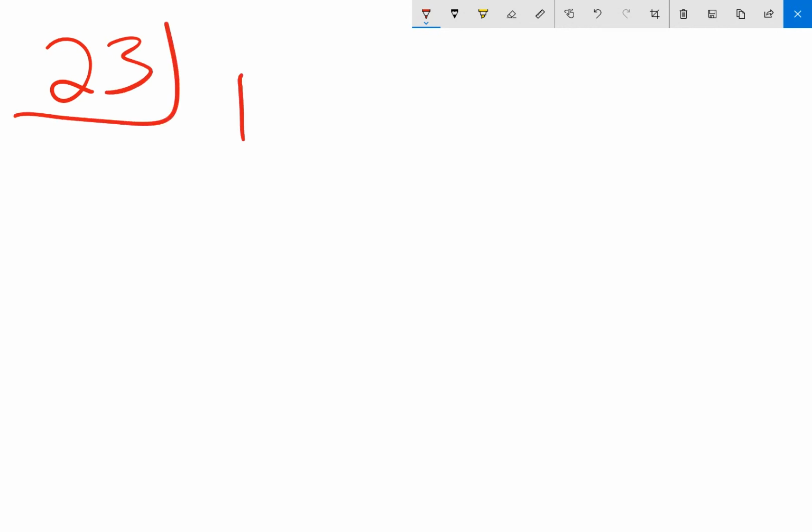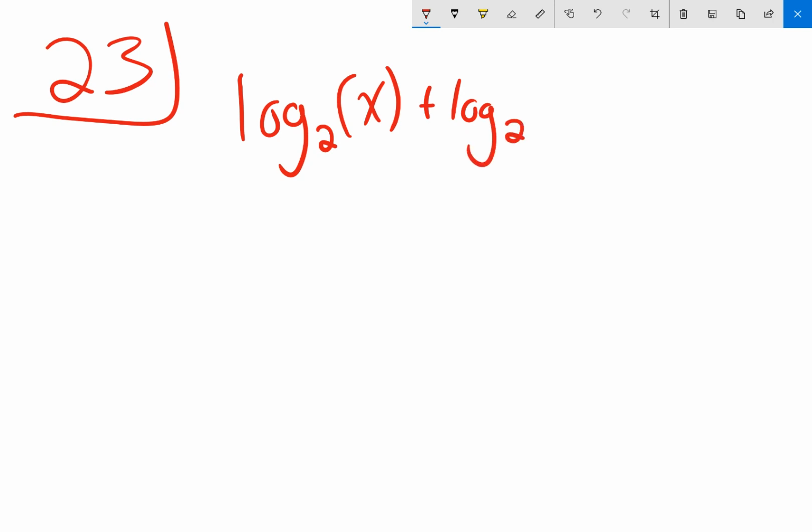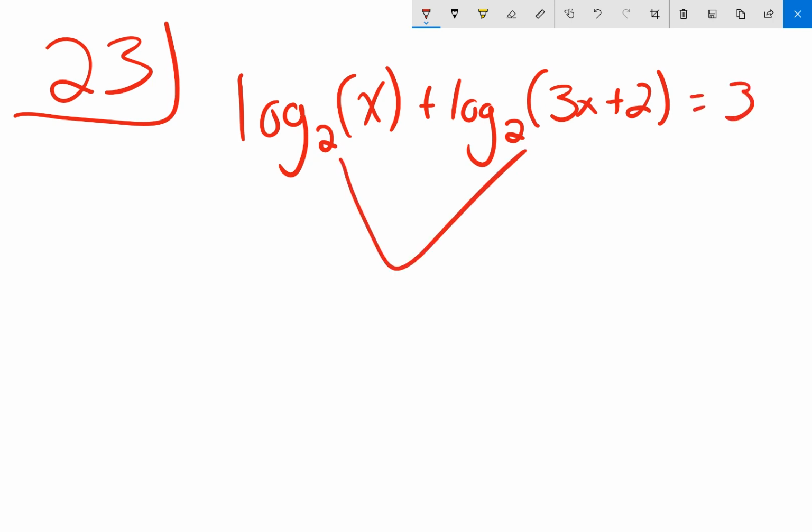Number 23, we got log base 2 of x plus log base 2 of 3x plus 2 equal to 3. Now this one's a little different. I've got two logarithms. They're both base 2. I'm going to need to combine them into just one logarithm with that base. So to combine two logs that are being added together, I need to take these parts within them and multiply. So I have to do x times 3x plus 2.